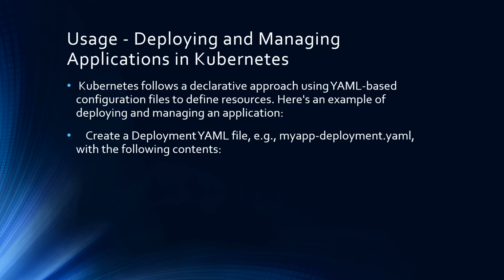Let's dive into one of the most practical aspects of Kubernetes: deploying and managing applications. This is where all the concepts we've discussed come together in real-world implementation. Kubernetes uses a declarative approach through YAML files, which might seem verbose at first, but offers incredible power and flexibility. Think of these YAML files as blueprints for your application's infrastructure. They describe exactly how you want your application to run, and Kubernetes ensures it maintains that desired state.